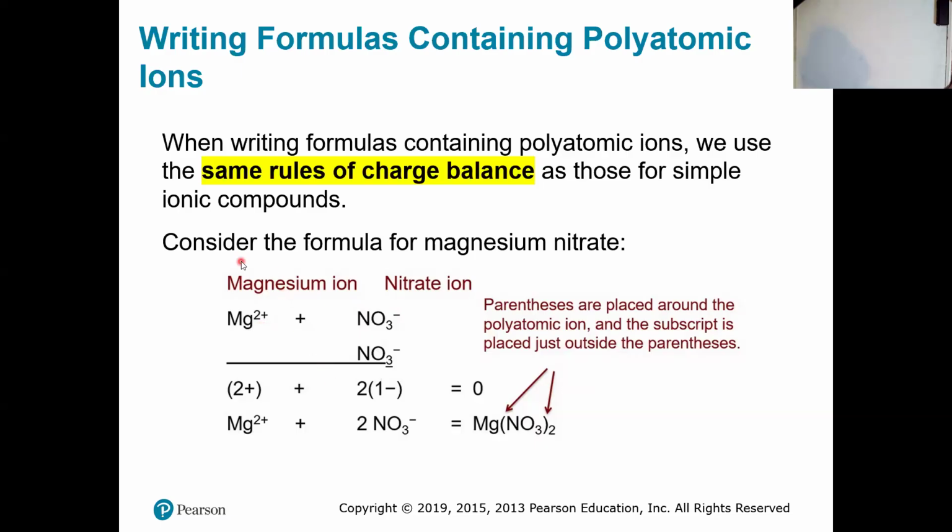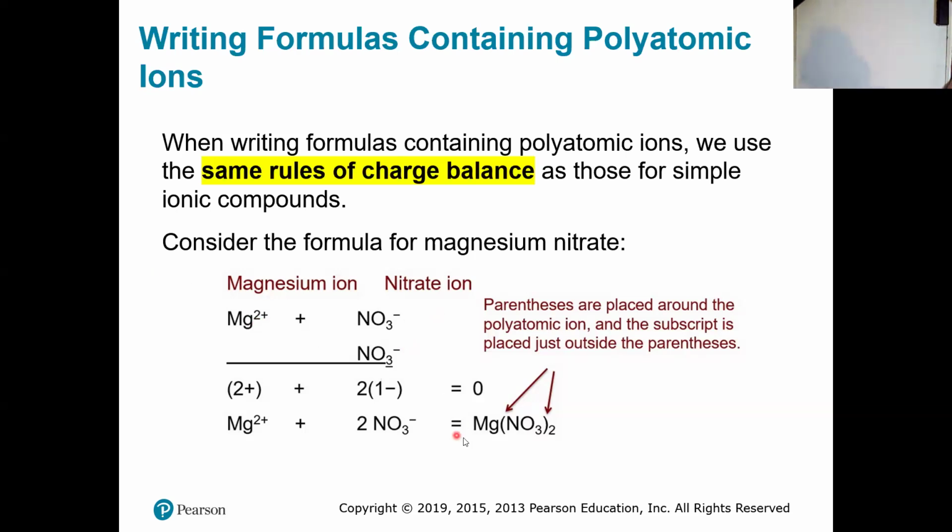The example they're showing us here is making the formula for magnesium nitrate. We know that the magnesium ion is going to be Mg with a +2 charge. And we know that each nitrate is going to have the formula NO3 with a -1 charge. So we're going to need 2 nitrate ions to get an overall charge of -2 to balance out the +2 charge from the magnesium. And the formula that we write down has to reflect that we have 1 magnesium and 2 nitrate ions.